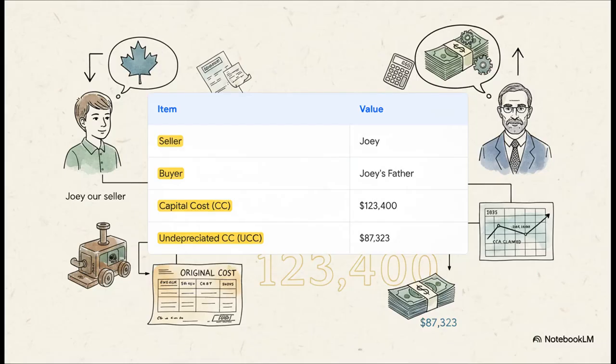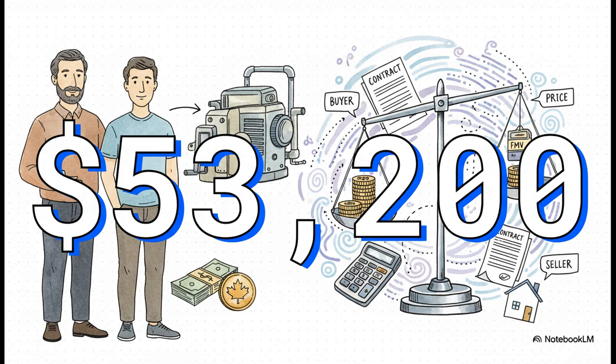So here are the facts of the case. Joey is our seller, and his father is the buyer. The asset originally had a capital cost of $123,400. Now, over the years, Joey's been claiming his CCA deductions, which has brought the undepreciated capital cost, the UCC, down to $87,323. Joey agrees to sell the asset to his dad for $53,200.